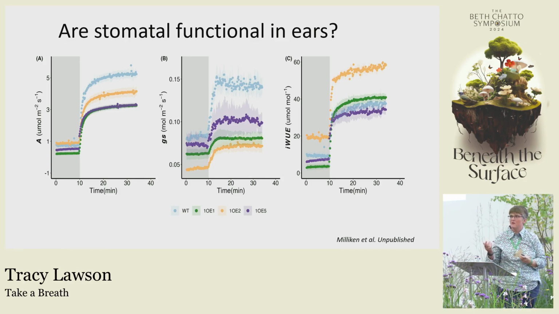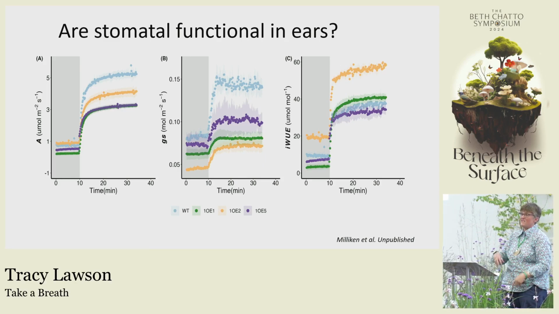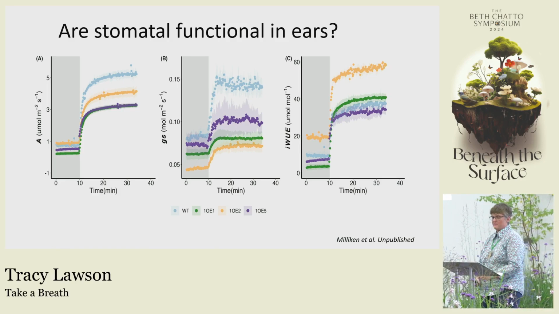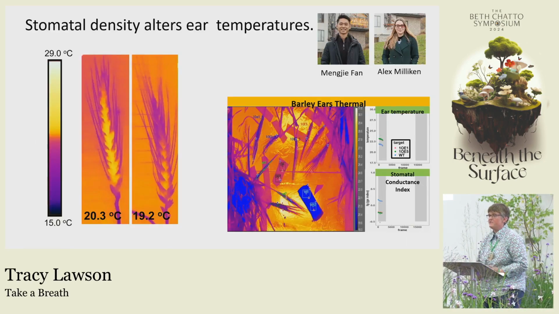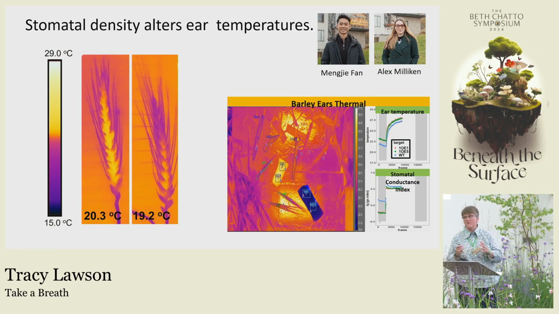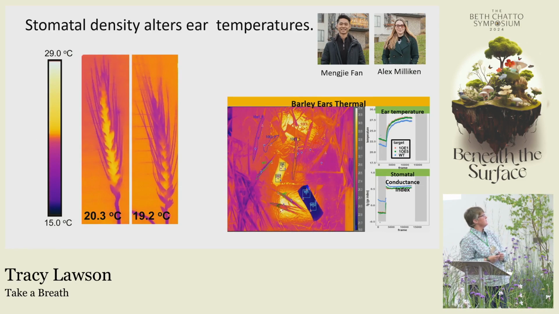But what are they doing? Are they important for cooling that ear? Are they really important for the translocation of photosynthate up to that ear for grain yield? And that's something we're trying to now explore in a little bit more detail. And again, to do that, we've got thermography that we can do. We can screen some of these responses in some of our populations of barley and in terms of wheat.